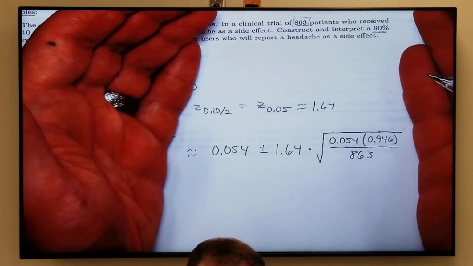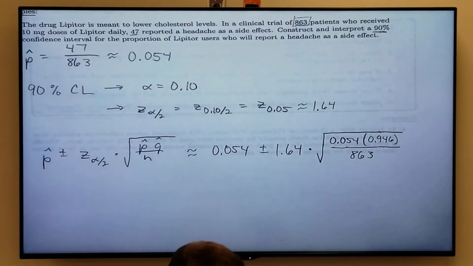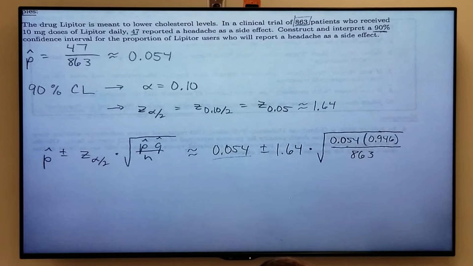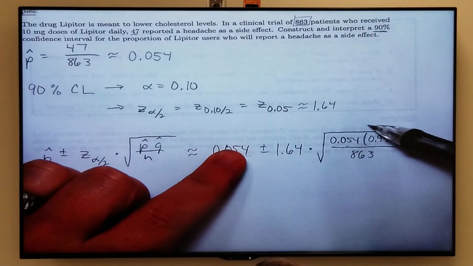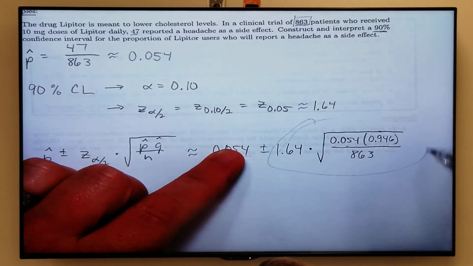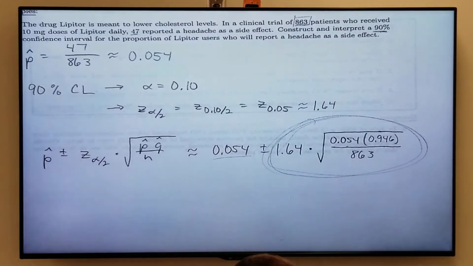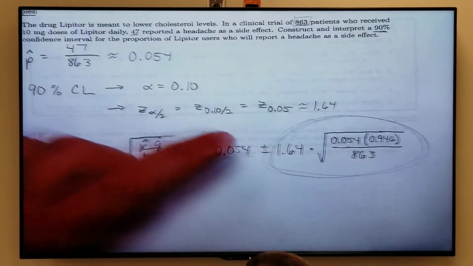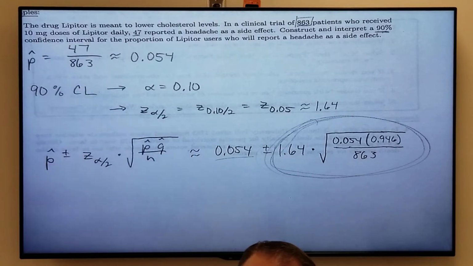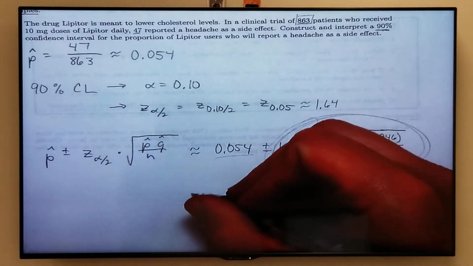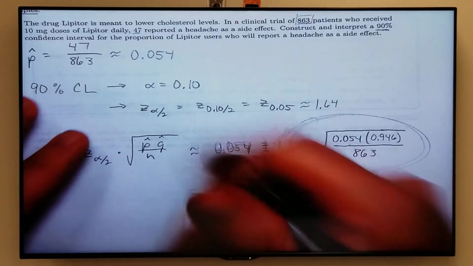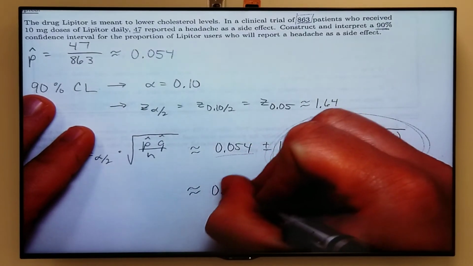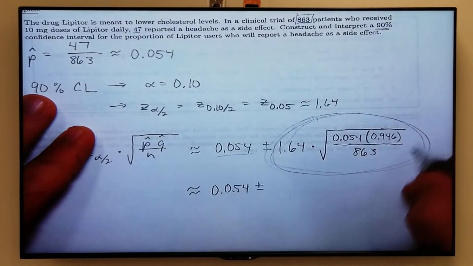Now the rest is just simplifying. Now here's my advice. When you simplify this, don't start here. Right? Don't start with the 0.054. Punch all of this stuff into your calculator first. The 1.64 times blah, blah, blah. Punch all of that into your calculator. Punch it in just exactly the way that it looks. And then write down your answer. And then do a second step to add and subtract. Okay? So I'm going to say this is equal to, or actually I'm going to probably do some rounding. So I'm going to say this is approximately 0.054 plus or minus, and I'm going to plug this stuff into my calculator now.